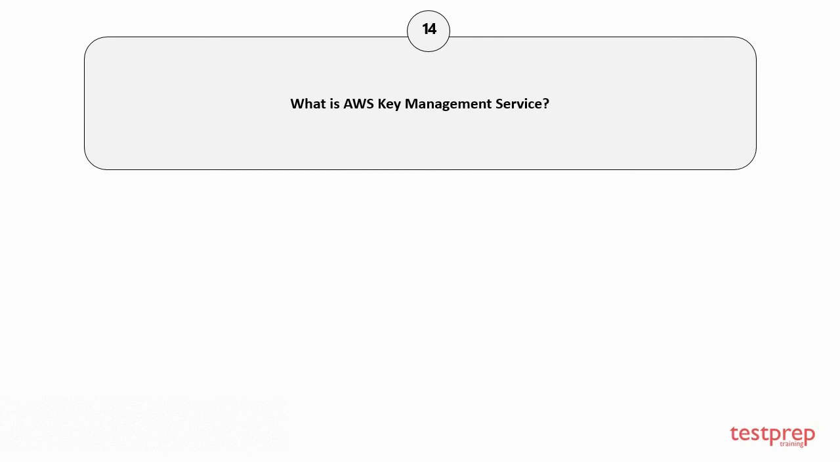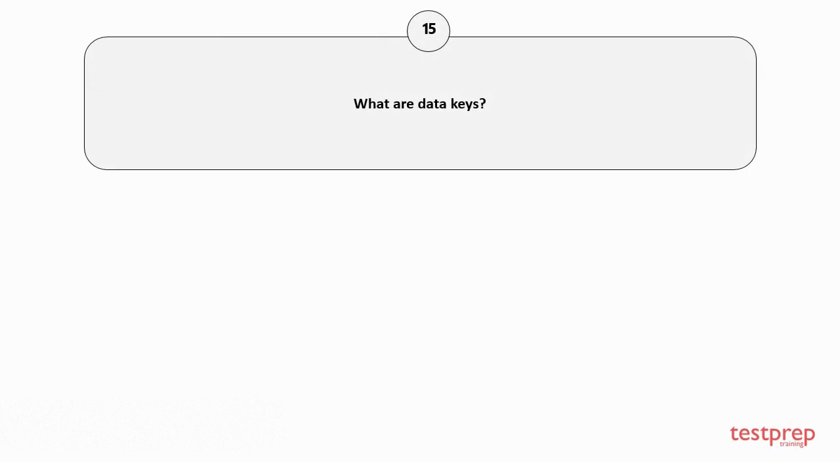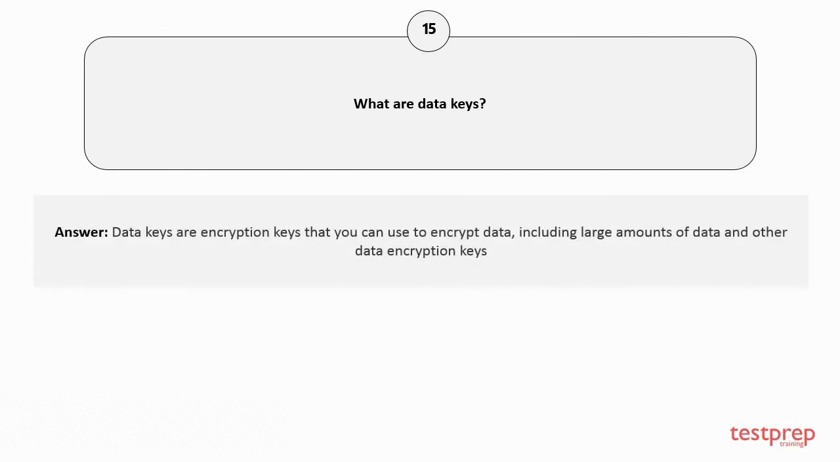Question number 14. What is AWS Key Management Service? Your answer is: AWS Key Management Service is a managed service that makes it easy for you to create and control customer master keys, the encryption keys used to encrypt your data. Question number 15. What are data keys? Your answer is: data keys are encryption keys that you can use to encrypt data, including large amounts of data and other data encryption keys.